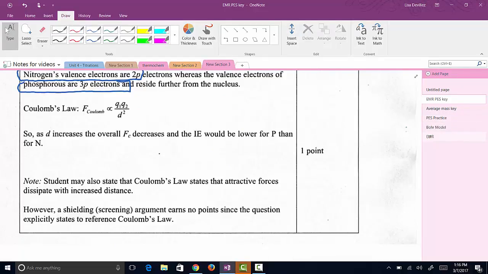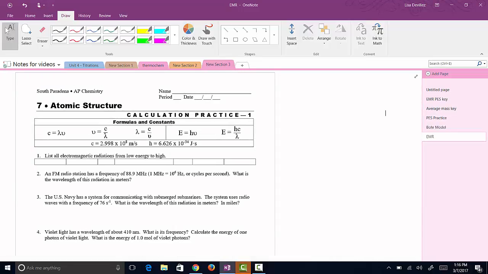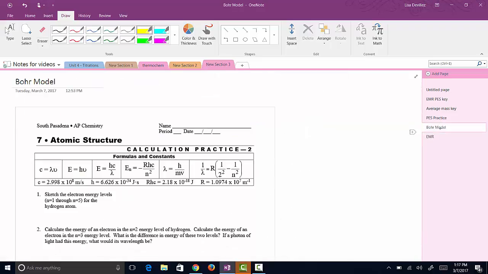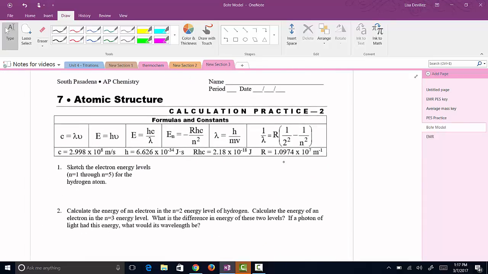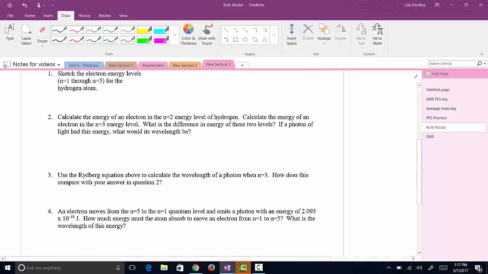So the Calc Practice 1 is on electromagnetic radiation. This is practice with these formulas here. So that's practice problems for those. And then the Calc Practice 2 is Bohr model practice questions. So this is using the Bohr equation.